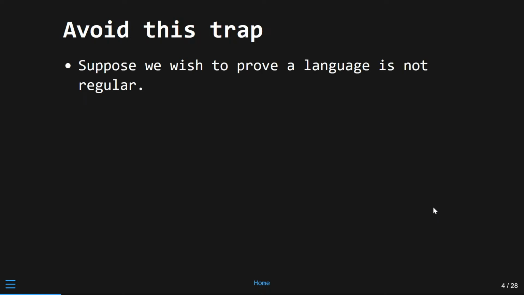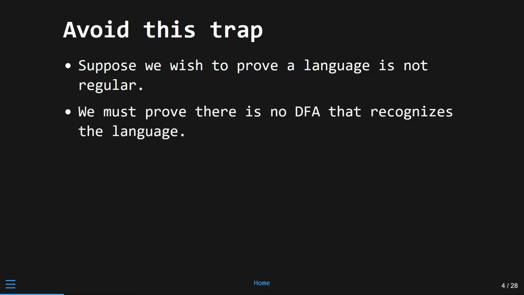Suppose we wish to prove a language is not regular. This is what everyone always does in undergrad. Maybe you did this in undergrad, I don't know. So we say, we have to prove there's no DFA that recognizes the language.